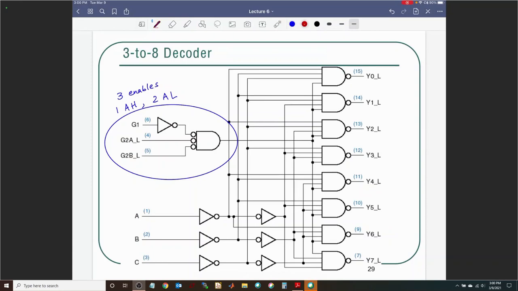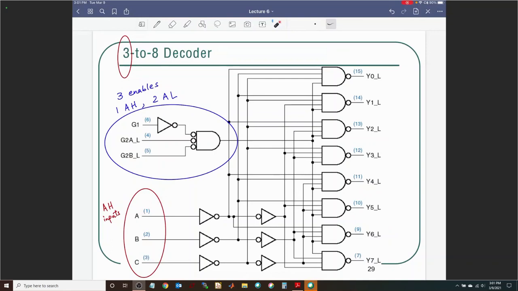Next, let's move our focus to inputs. We have got three inputs. Well, that's consistent with three inputs and eight outputs. All my inputs are active high inputs. I next need to worry about which one is the most significant input and which one is the least significant input. I could straight away go and say A is least significant, but I don't want to jump the gun.